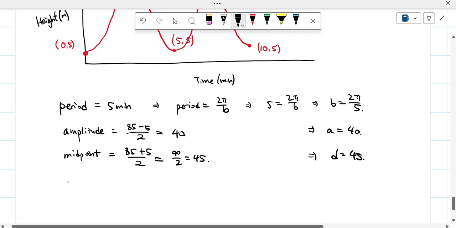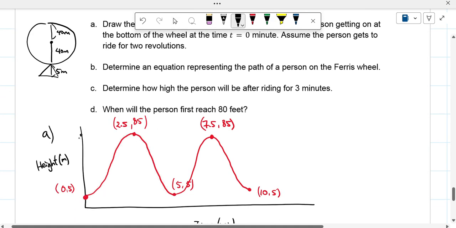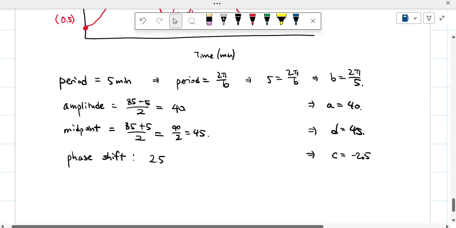Okay, so now we just need to find the phase shift. Well, what is the phase shift? I'm going to use the cosine graph, obviously. So I know that my cosine graph probably peaks at 85 like this. So then the phase shift would be to the right by 2.5, which means that my c value will be negative 2.5. Let's combine that information to find the equation: y equals 40 cosine of 2 pi over 5 times (x minus 2.5), plus 45.